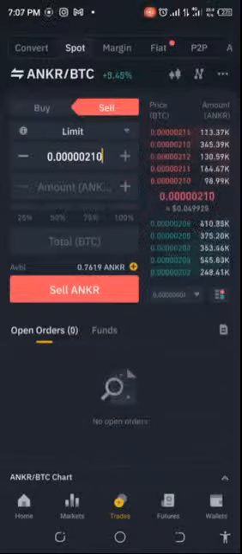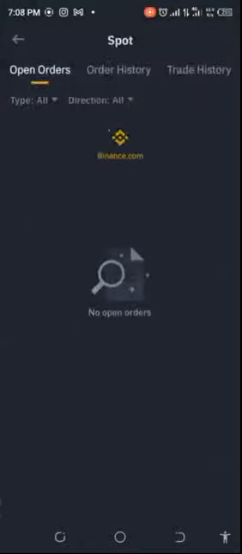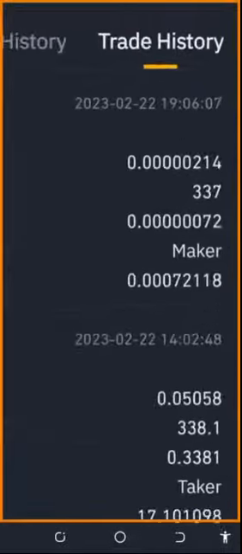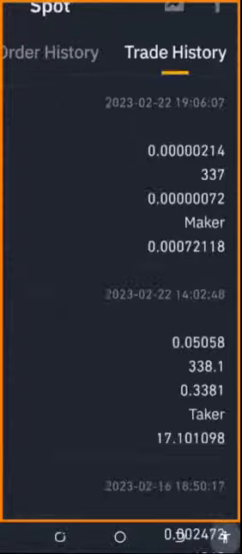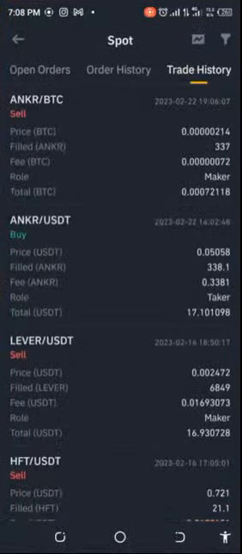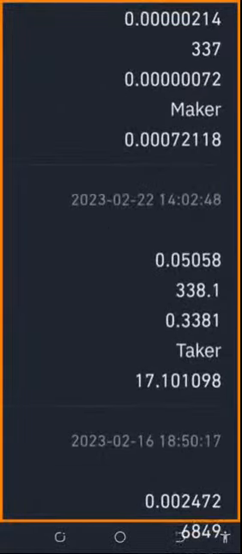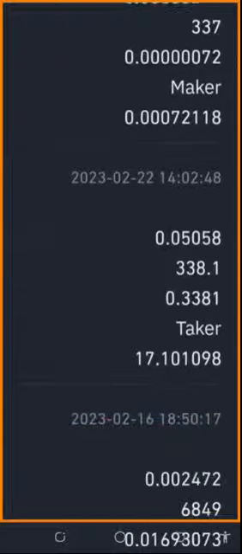Okay, I'm back. So now it's already sold to BTC. Let's go check and do this quickly before BTC goes down. Let's check the trade history. All right, so it's already sold and we got 0.0007218. And how many hours did that take? Let's see, 14:02 and then 19, so about 5 hours.